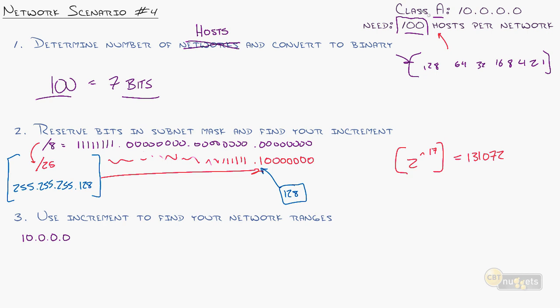10.0.0.0 is what I was given. That's where I began. My increment is in that last octet, right? So it's going to go 10.0.0.128. Now what if we add 128, we get 256, right? No, we can't have that.